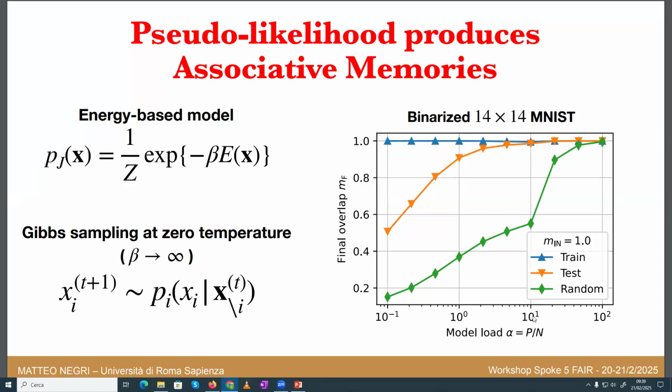So around 10 to the 1, we have a functioning associative memory that works both for the training examples and test examples, which I think is very interesting, because maybe in transformers, there are hidden associative memories. And this mechanism can explain how these hidden associative memories can also help generalization in deep learning.